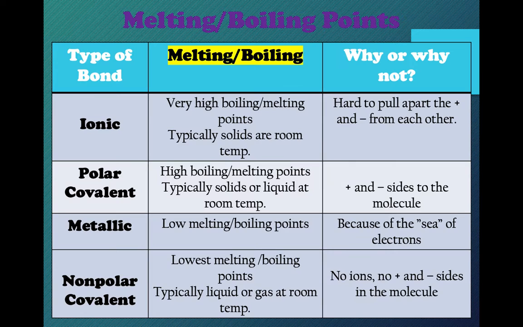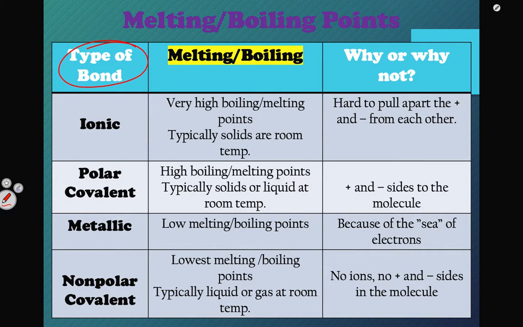So first, looking at melting and boiling points, I would just say you really should write these two columns down. You don't really need to know the why or why not, but just that for ionic, melting and boiling is at high temperatures. Polar, high boiling and melting. Metallic, low. Nonpolar, the lowest.